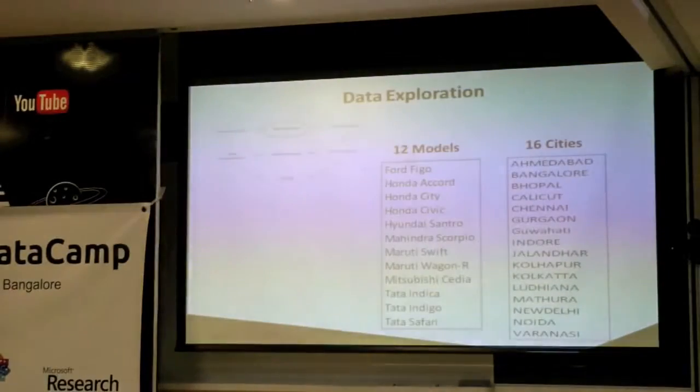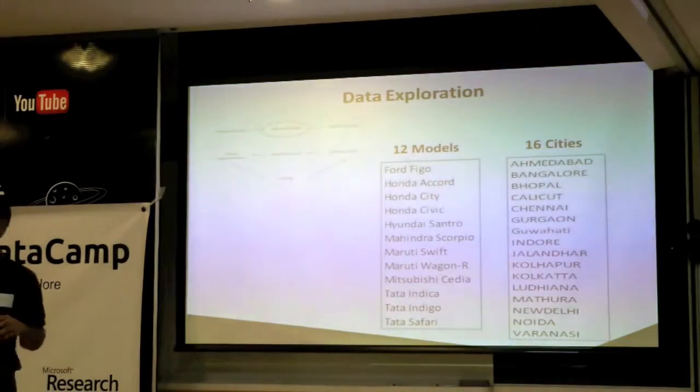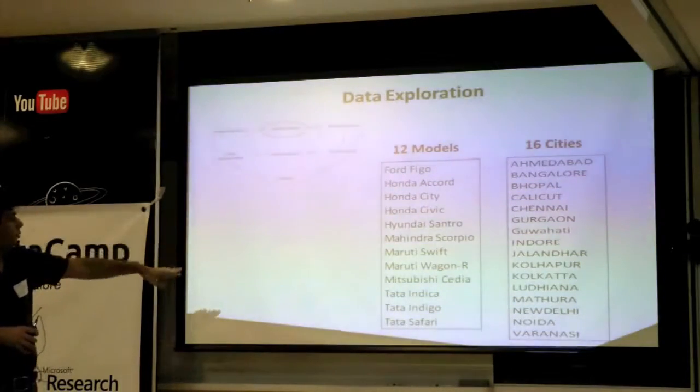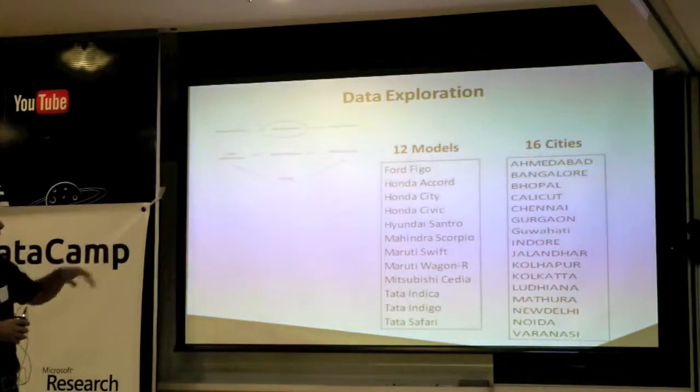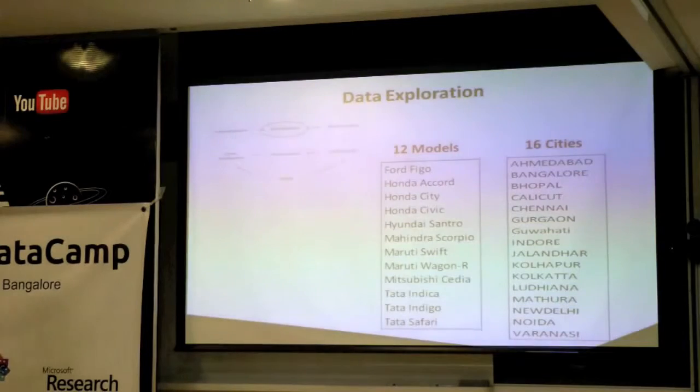So again, this is a simplified version of the data. We have 12 models and we have 16 cities. So these are the 12 car models that are there across these 41,000 policies, and these are the 16 cities that are there.